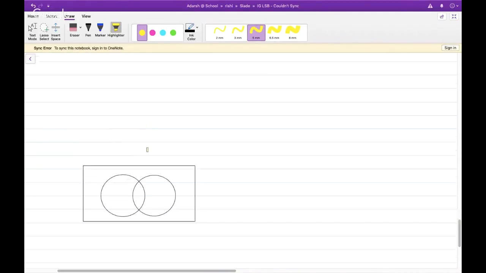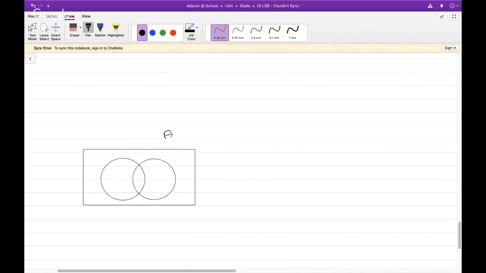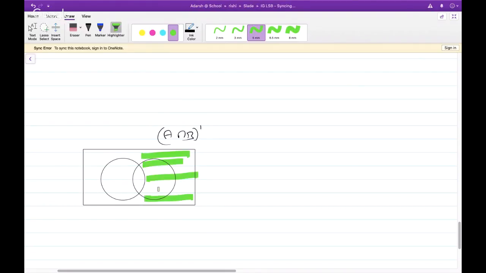Okay. Now, if the question is to shade A intersection B and shade the complement. So you have to shade everything outside. The intersection is the middle part. So everything outside this is the required region for you. Hope this is clear. Apart from the middle part, everything outside this circle you'll shade. Next.